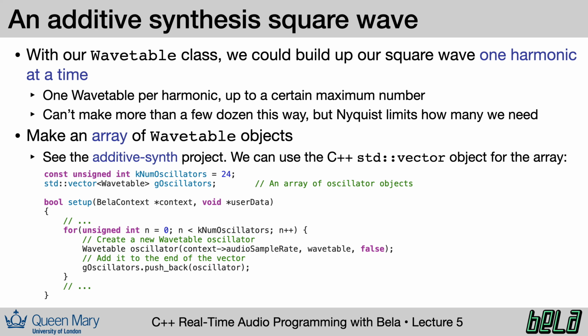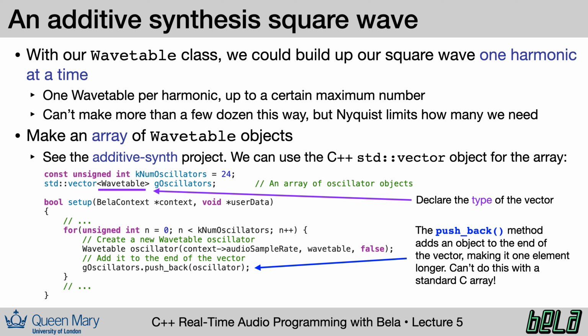What we're going to need to do is to make an array of wavetable objects, and this has been started for you in the project called Additive Synth, though the project is unfinished because it's left as an exercise here. What we're going to do is use the C++ vector object to make an array of wavetable oscillators. So notice here that we have std::vector, and then in angle braces, Wavetable. This declares the type of the vector. Just like we could have a vector of floats, we can very well have a vector of wavetables, Wavetable being the class that we defined.